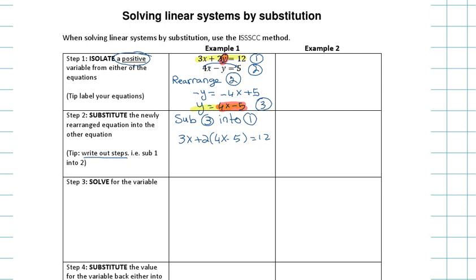Now all that I have to do is solve for the variable. How many variables do you see in this equation? How many letters do you see? How many different letters do you see? One letter, which is x, right? So I can expand, collect like terms, and solve. Okay? So let's see how that goes.